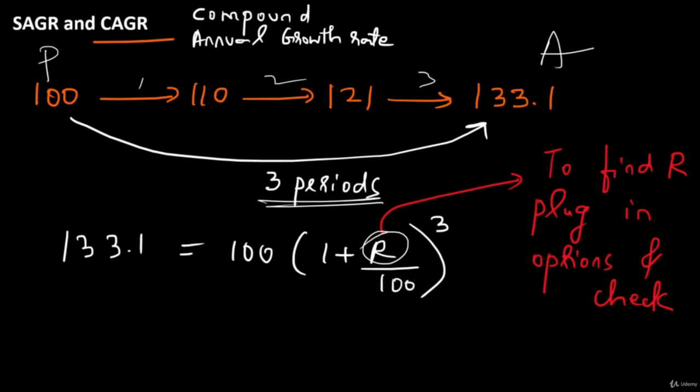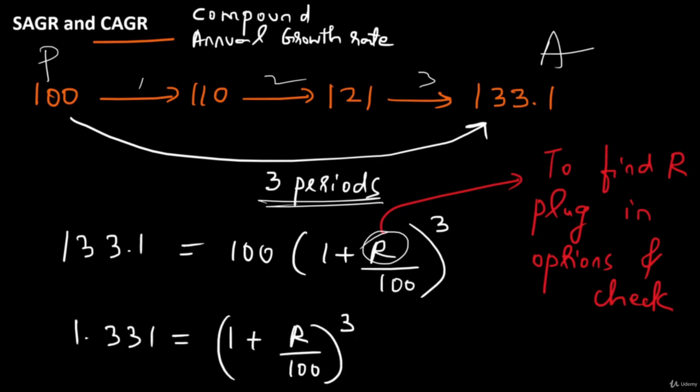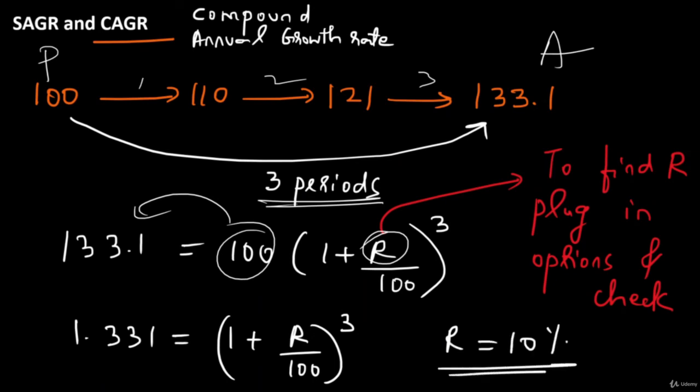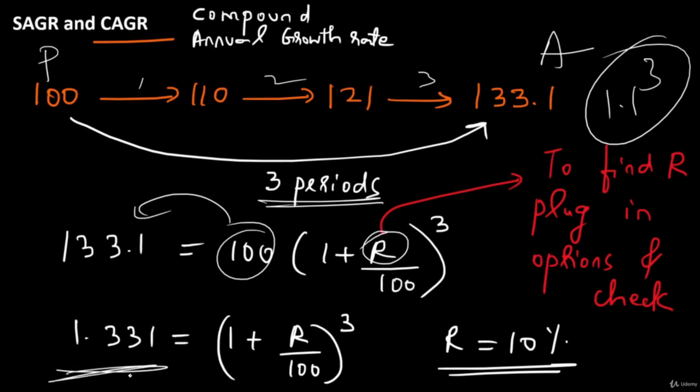Now over here, let's just go ahead. That would mean 1.331 is equal to (1 + r/100) to the power 3, so I just took 100 to the left hand side. In this case, you can find that r is equal to 10%. If you plug in the value of r as 10%, you will get (1 + 10/100) to the power 3, which is 1.1 to the power 3, and 1.1 to the power 3 is nothing but 1.331. So the rate of interest, or the CAGR, compound annual growth rate, in this case is equal to 10%.